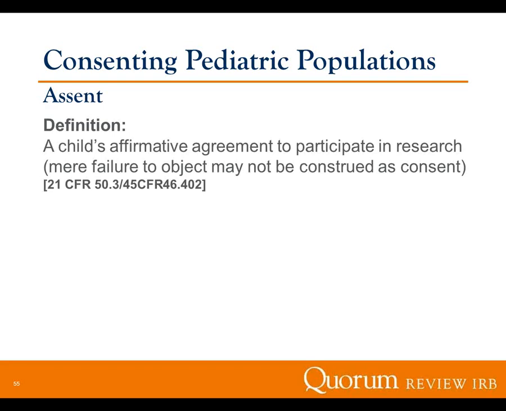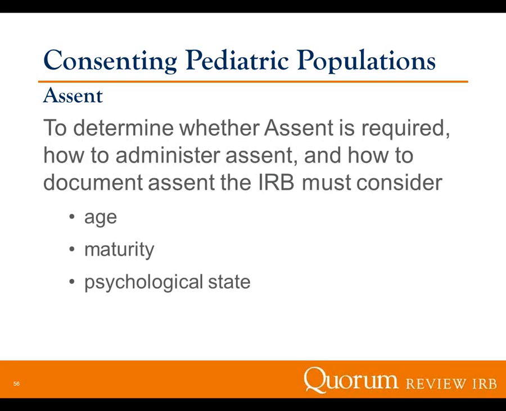Now, the definition of assent is a child's affirmative agreement to participate in research. The federal regulations even specifically point out that mere failure to object may not be construed as consent. So how do you determine how to administer assent, and whether or not an assent signature should be provided or whether or not oral assent should be provided? And you simply document that in the participant's chart. The regulations tell us the IRB should consider 3 things, and so researchers out there, you should consider 3 things: the age, the maturity, and the psychological state of that pediatric population that you will be enrolling into your research.